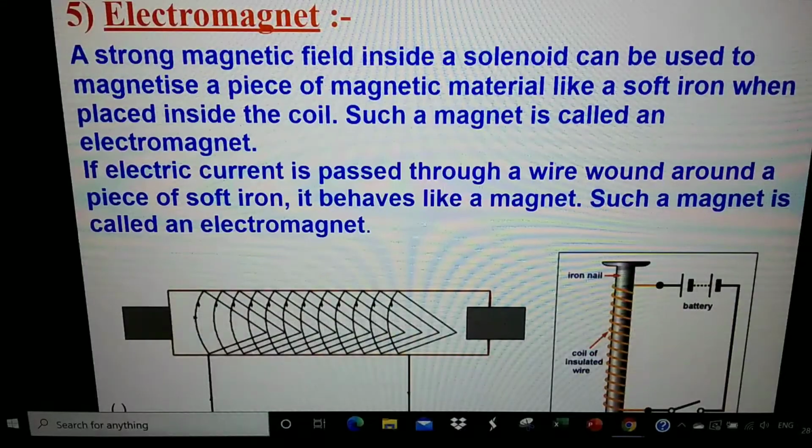Now, what is an electromagnet? A strong magnetic field inside a solenoid can be used to magnetize a piece of magnetic material like soft iron when placed inside the coil. Such a magnet is called an electromagnet. If electric current is passed through a wire wound around a piece of soft iron, it behaves like a magnet. Such a magnet is called an electromagnet.